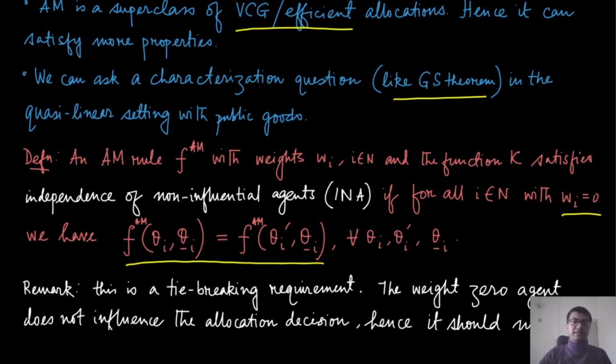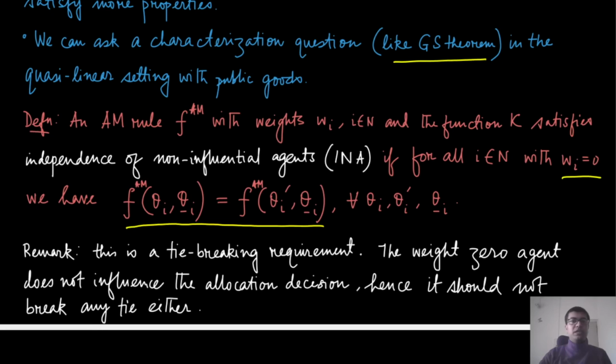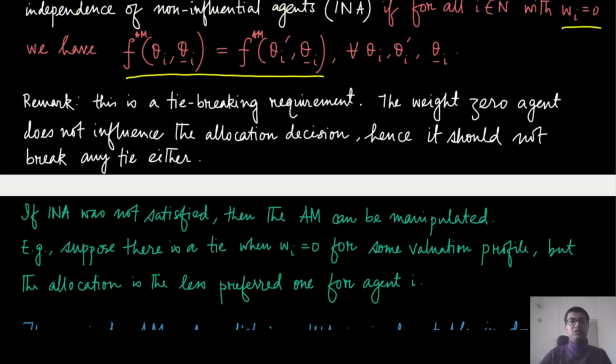Now, how to make sense of it? Let us look at an example. Just to make a remark, this is a tie-breaking requirement. Suppose there exists a tie. Even though w_i is equal to 0, for the other players there is a tie. So the affine sum is equal for one allocation, let's say A1, and another allocation A2. Now the rule has to specify how to break the tie. Affine maximizer is just a class; the specific rule has to specify how it is going to break the tie.